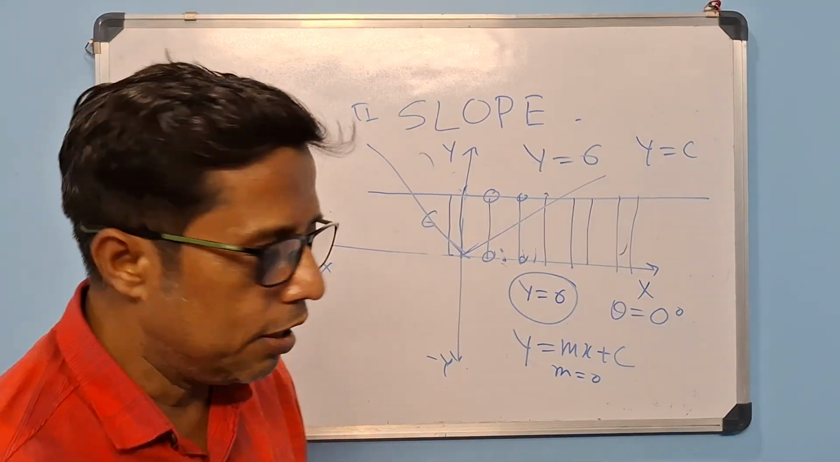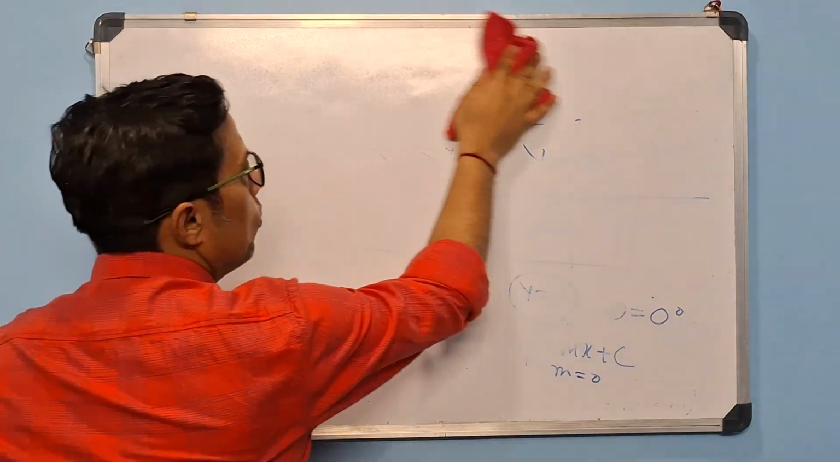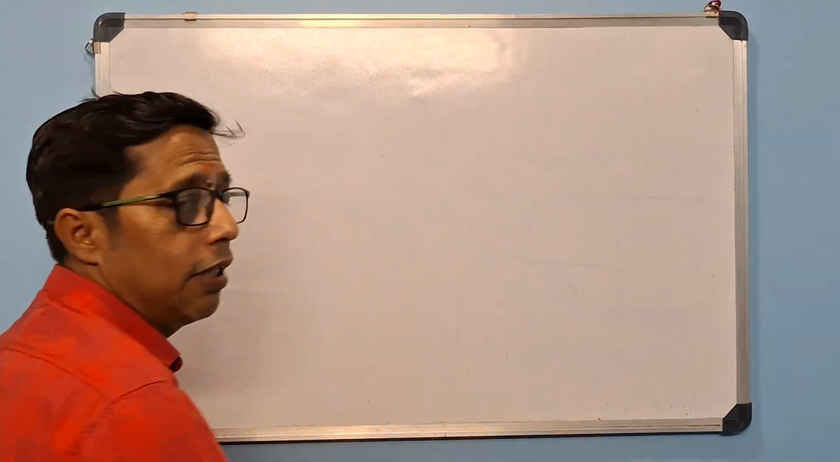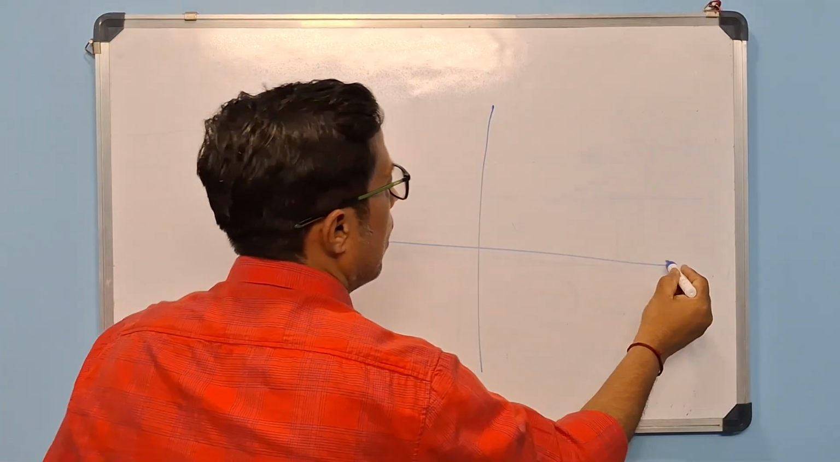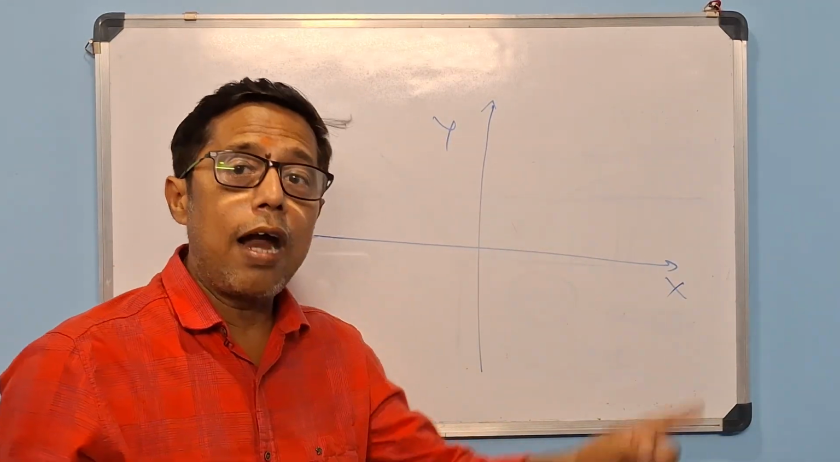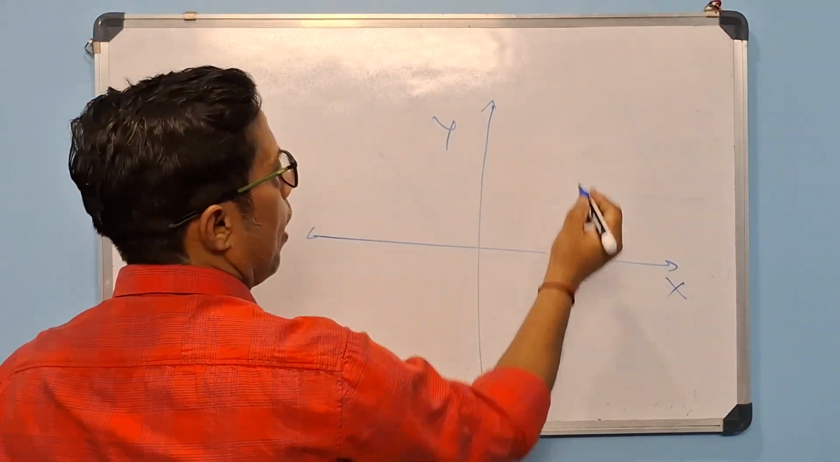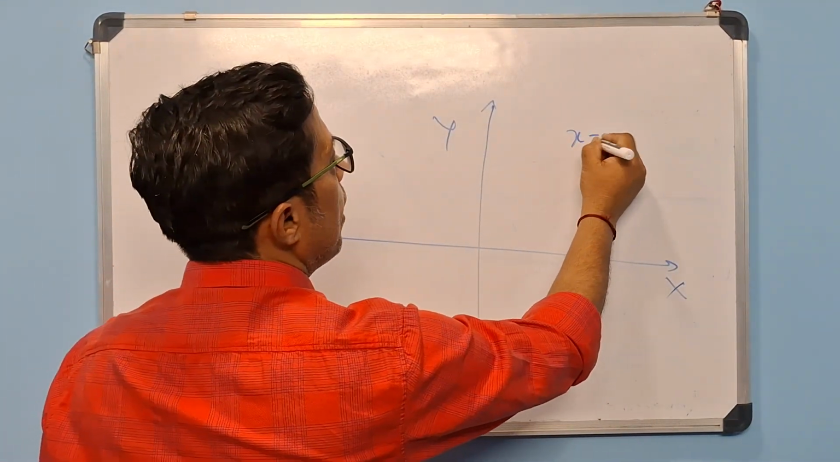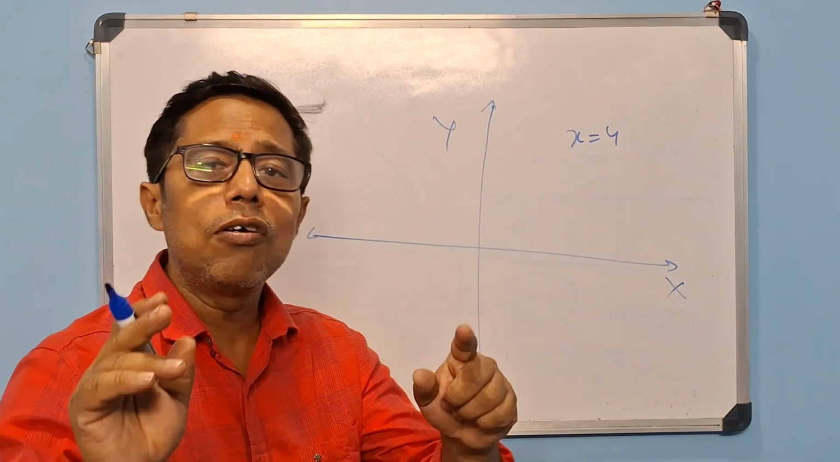Now the next question: if a line is parallel to the y-axis, what will be the equation? If you get the same question for the y-axis, let's say a line parallel to the y-axis, what will be the equation? Let the question be: a line parallel to the y-axis, the value of x is 4, meaning the x-intercept. Then what will be the equation of the line?